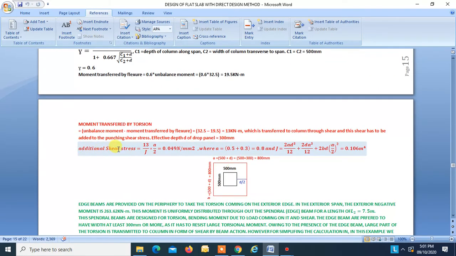So for finding the additional shear stress, this is the formula: moment divided by polar moment of inertia J, into A by 2. Okay, what is A? A is over here. This is the column, this is D by 2. Okay, so A is equal to 800, B is equal to 800. This is the formula for finding J, the polar moment, for an interior column. So J is found to be 0.106. Okay, putting all these values over here, we get the additional shear stress to be added to the punching shear stress at this section equal to 0.049 Newton per millimeter square. Okay. So we will add this additional shear stress when we do the check for punching shear stress.